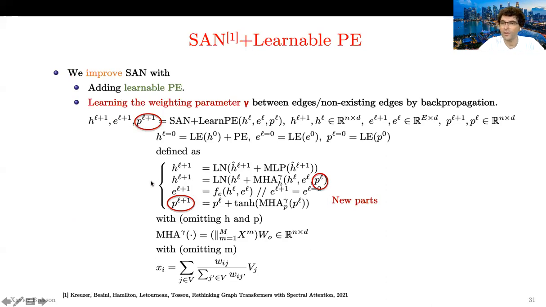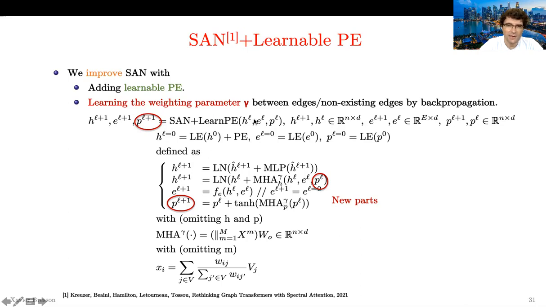So what we did here is to improve SAN by adding some learnable positional encoding. Very easily, so we had this positional encoding here, also in the multi-head attention, and we have the P update where we are going to use the same aggregation equation as this one with different parameters.